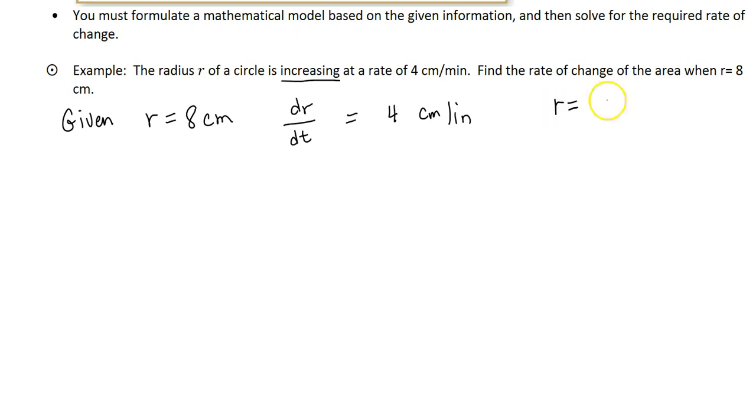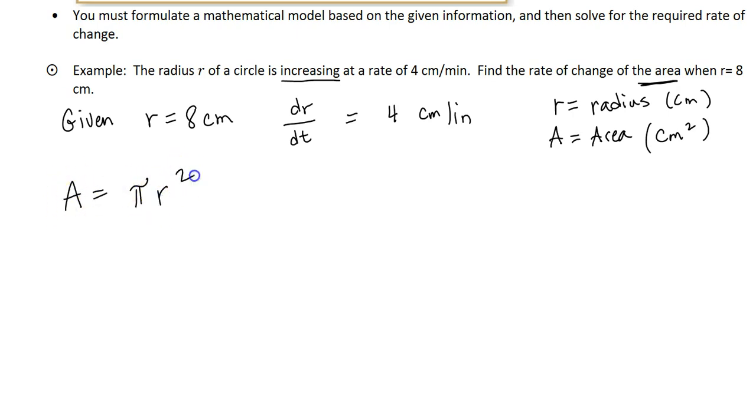So of course r here is the radius in centimeters, and the other thing that we're looking at is area. So we're going to let A be the area, and this would be in centimeters squared. So the area of a circle, area is pi r squared, and what we want, the rate of change of the area, is dA over dt. So we want the rate of change of the area with respect to t.